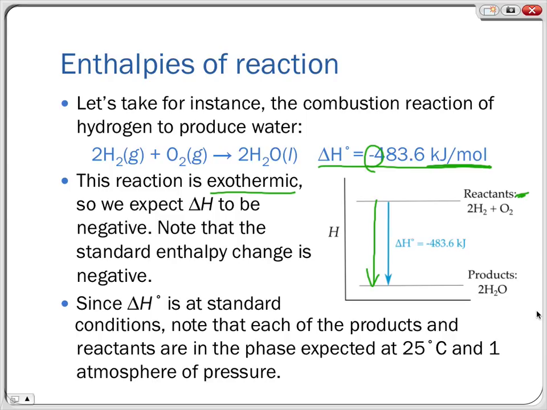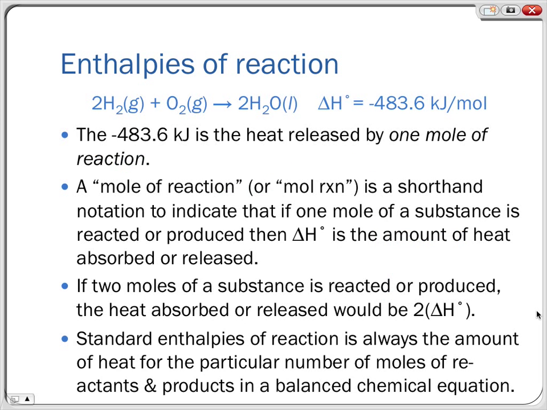Now, since delta H is at standard conditions, note that each of the products and reactants are in the phase expected. We already talked about that: gas for hydrogen, gas for oxygen, and liquid for water. So continuing to look at this reaction, the negative 43.6 kilojoules is the heat released by 1 mole of reaction. So we said it's kilojoules per mole, and you ask, well, mole of what? Mole of reaction. New term here.